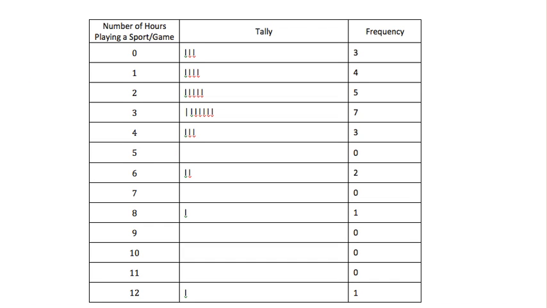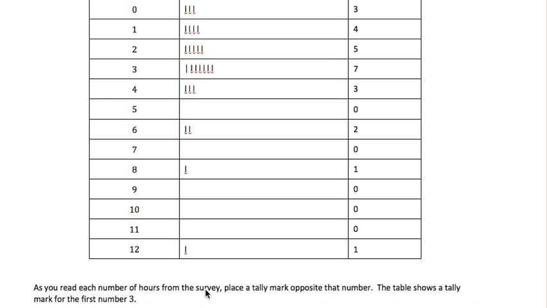So our frequency table shows the most common number of hours playing a sport would be 3, because there are 7 people who reported 3 hours. And the center of our data seems to be right around 3, and certainly in the lower numbers. The 12 seems to be a very odd number there.